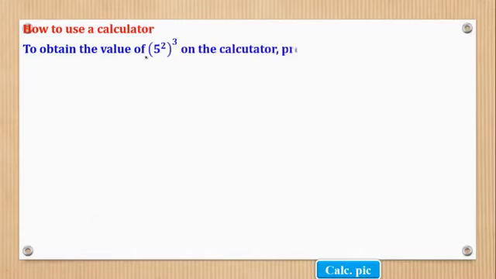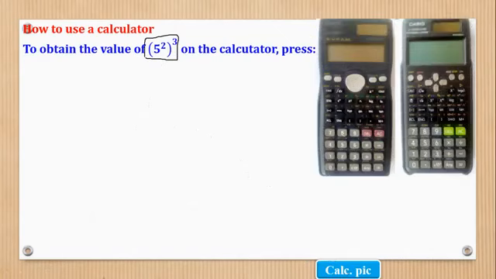Suppose I want to obtain the value of this using a calculator. What do I do? So there are two forms of calculators, but what I believe is that most of you have this type of calculator based on your level. So that's what we are going to look at mainly.